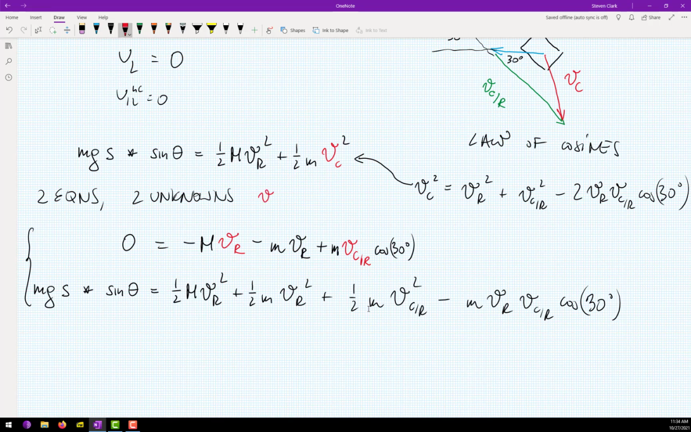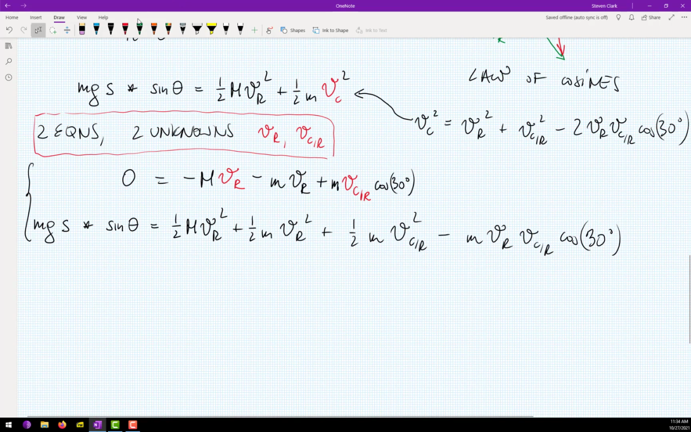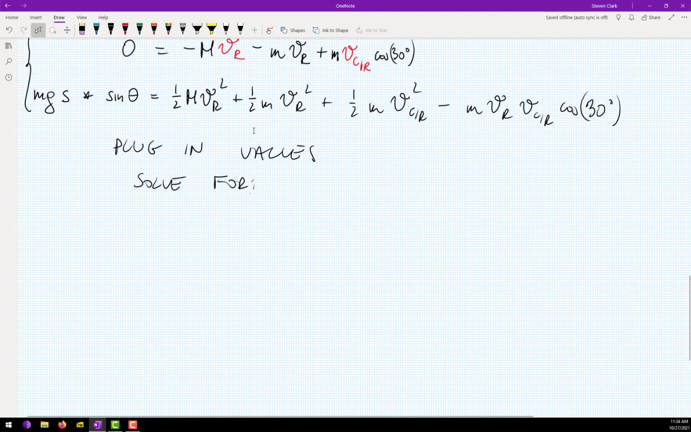And they are VR and VCR. Okay, and I bet you know how to solve 2 equations and 2 unknowns. So let's just plug in values and solve for VR, VCR. And now, once we know these two values, we can also solve for VC using that law of cosines.